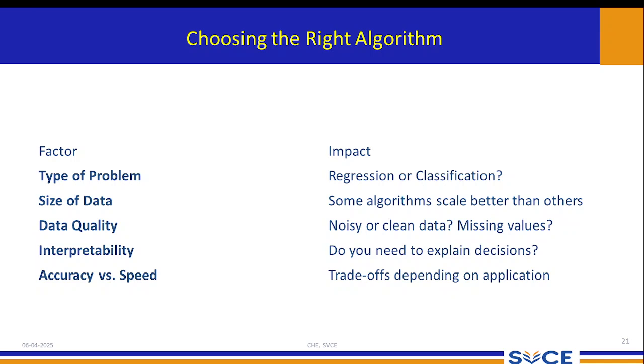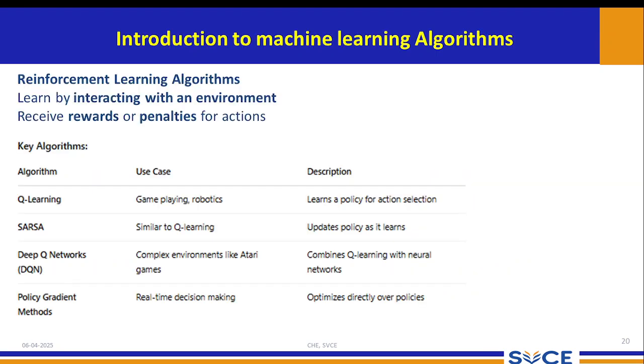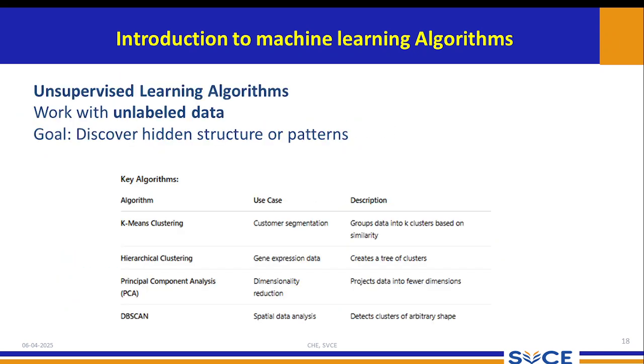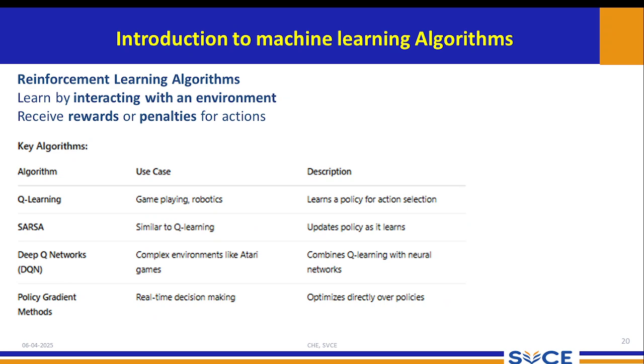So choose the right algorithm. These are the factors which we need to check. So what is our problem, type of problem, size of data, data quality, whether it's noisy or clean data or missing values, interpretability. Okay, how do you want to interpret the final conclusion with the input and the output, and accuracy versus speed, which one is better suited for trade-off, whether you want to go for accuracy or you want to go for speed. Okay, so trade-off between the application. So based on these conditions, then only you will be able to choose the right algorithm. So reinforcement learning algorithm we have seen, supervised learning algorithm and unsupervised learning algorithm.